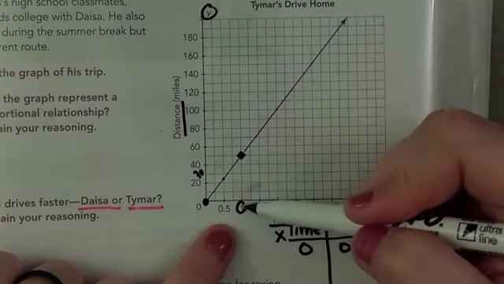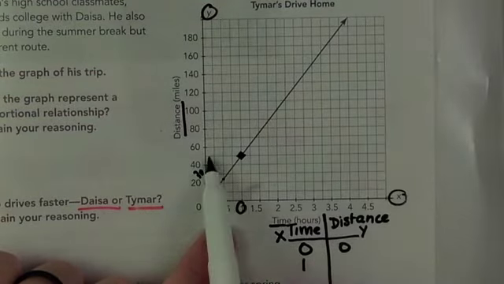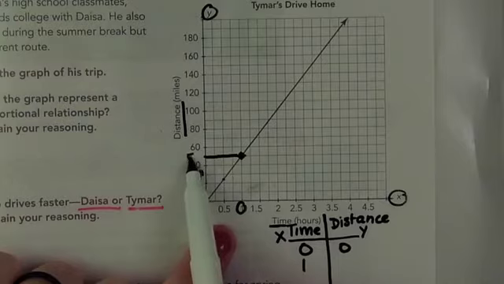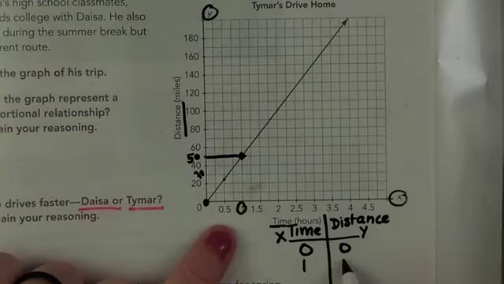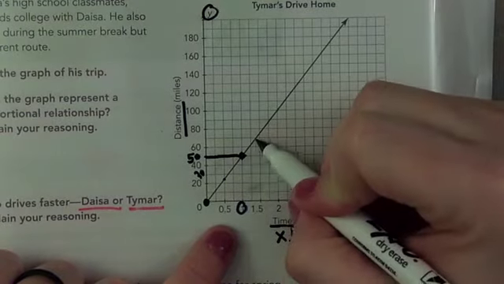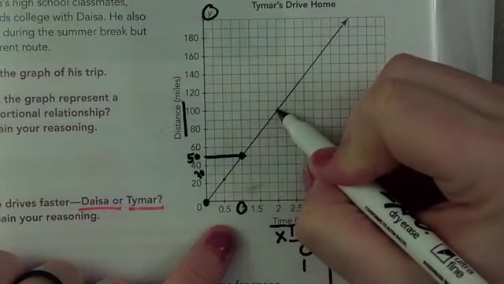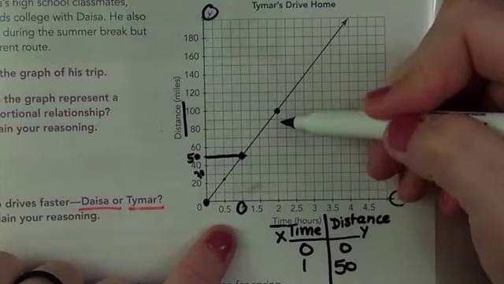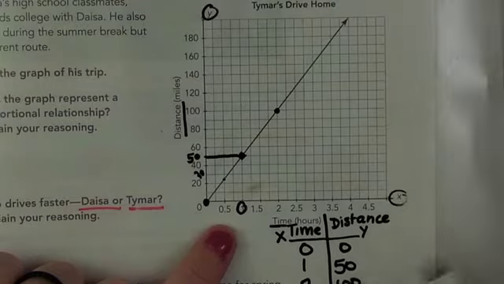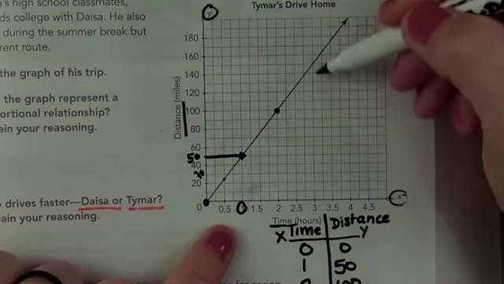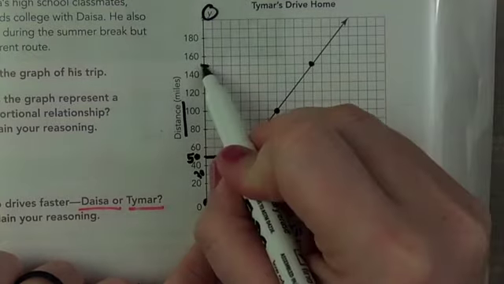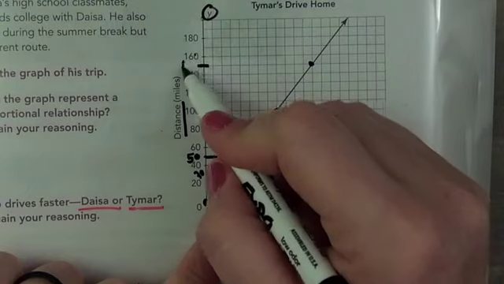So at a time of 1, Timar had traveled between 40 and 60, exactly 50. So I would say 1 hour is a distance of 50. Okay, then I'm going to keep moving along the line till I find another point, and right there is where it crosses the grid again. So then I would say 2 and 100. Then I'm going to keep going, find the next one, and it would be 3. Between 140 and 160 would be 150.